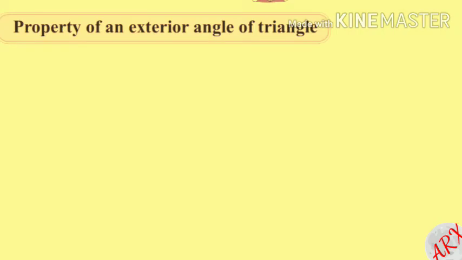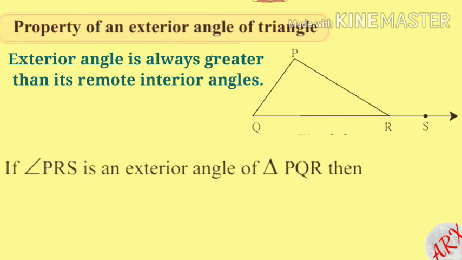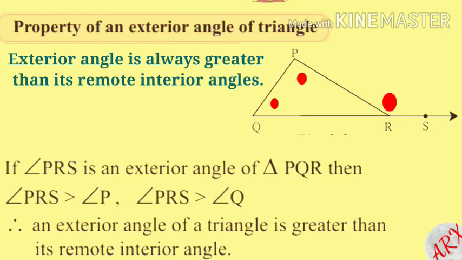Now we will move on to the property of an exterior angle of a triangle. The property states that an exterior angle is always greater than its remote interior angles. For example, in the figure, angle PRS is the exterior angle of the triangle. Hence, it is always greater than its remote interior angles. That is, angle PRS is greater than angle QPR, and angle PRS is also greater than angle PQR.